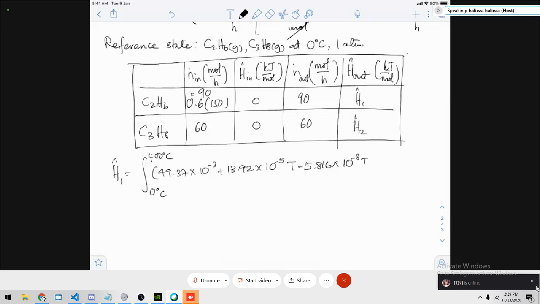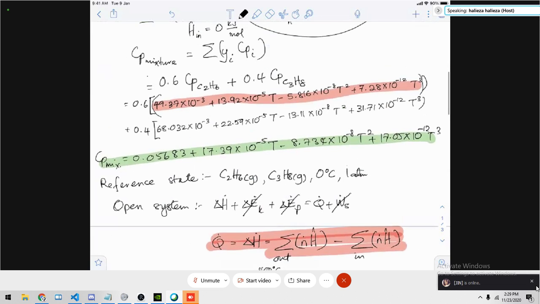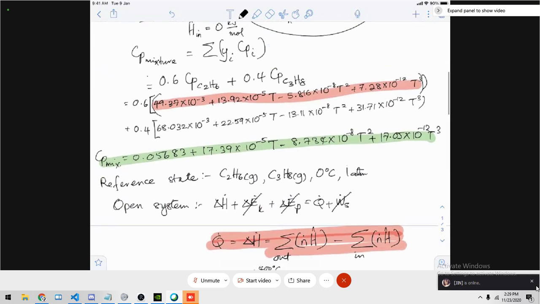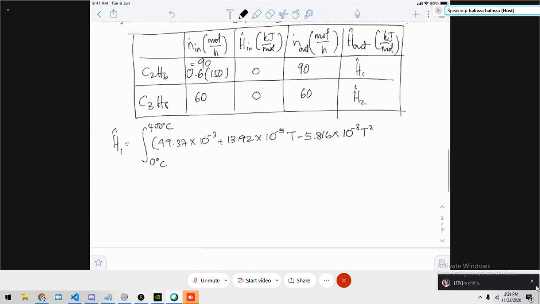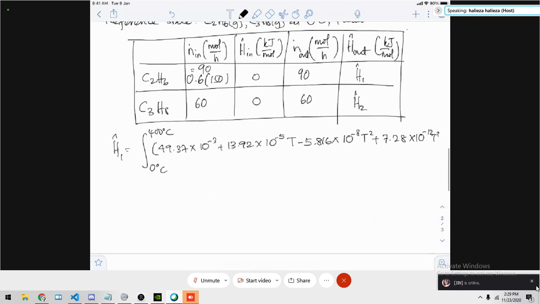For those who already got this listed down, why don't you try to get the value of the integration for ethane. Plus 7.28 times 10 to the power minus 12, T to the power of 3, dT. Oh dear, I don't have enough space. So that's 3. So what's the answer, guys? Somebody try to get it.